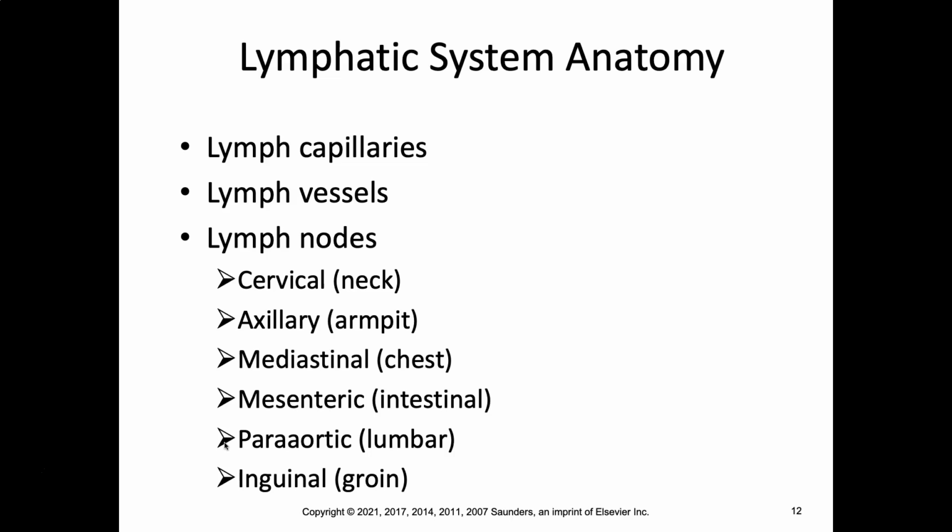You have mediastinal or chest lymph nodes. You have mesenteric intestinal lymph nodes. You have para-aortic lymph nodes, and you have inguinal lymph nodes, around your groin area. And any of those can get invaded by cancer. And then we will also probably in this chapter talk about the types of cancer that arise in these types of lymph nodes.